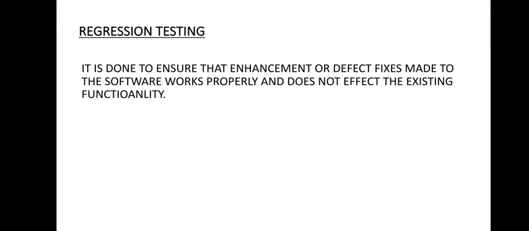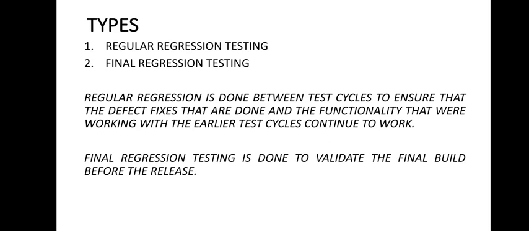You can see the definition here. Regression testing is done to ensure that enhancements or defect fixes made to the software work properly and do not affect the existing functionality. Basically, there are two types of regression testing in practice. One is regular and the second one is final. Here you can see on the third slide, point number 1 is regular regression testing, the second one is final regression testing. So what is regular and what is final?